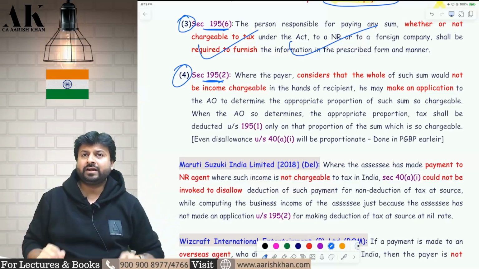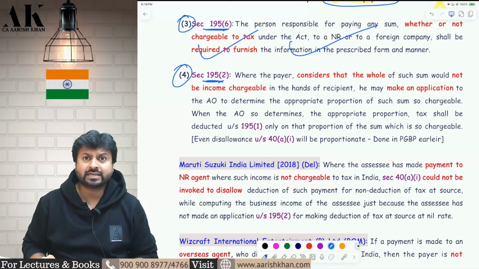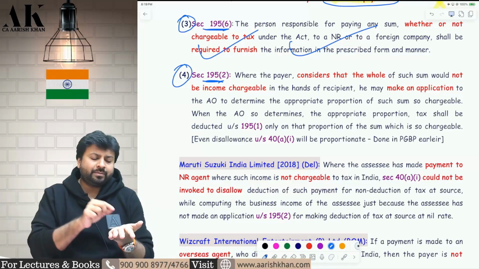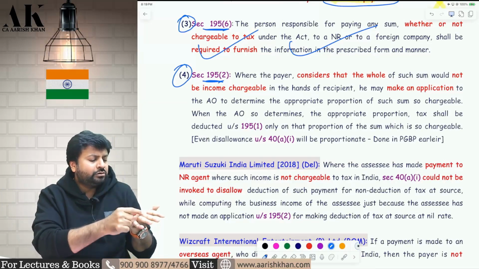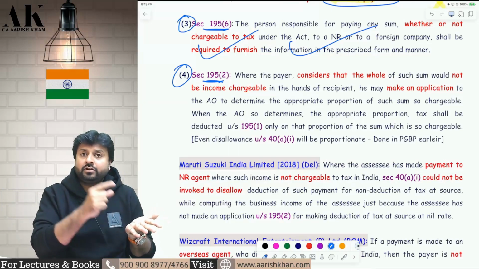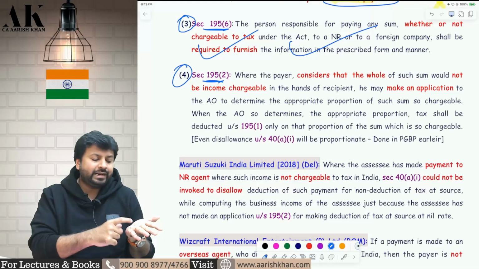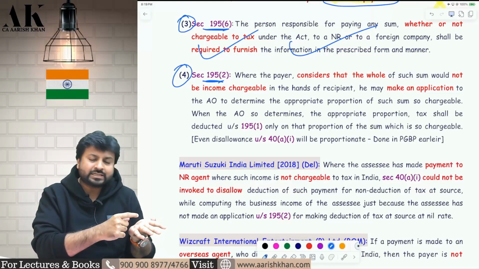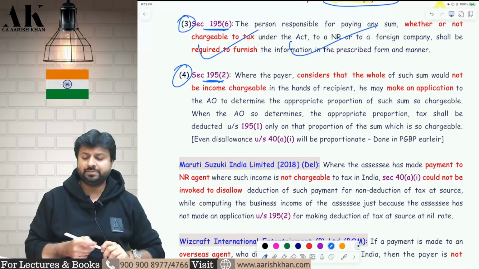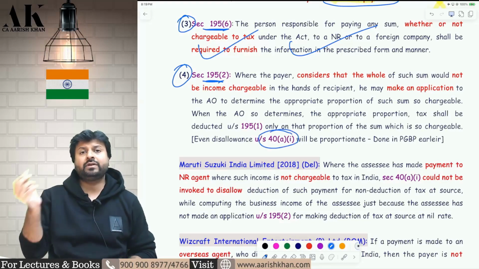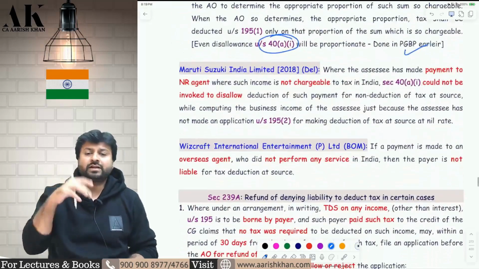Suppose I am making a payment of 10 lakh rupees, but I am not sure the entire 10 lakh is taxable or not. So tell the AO. AO will determine the portion. Now AO is saying that out of 10 lakh, 6 lakh is taxable. Therefore, you deduct TDS on 6 lakhs only, not on 10 lakh. Now, if you don't deduct the TDS on 6 lakhs, only 6 lakhs will be disallowed under PGBP under section 40A1, which we have done earlier in the chapter of PGBP. I'm just trying to interlink that.